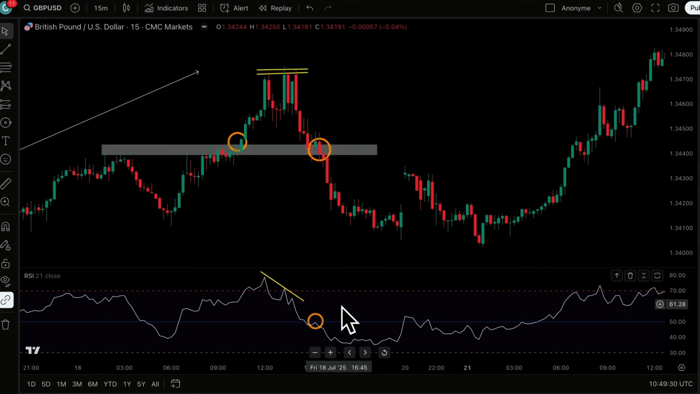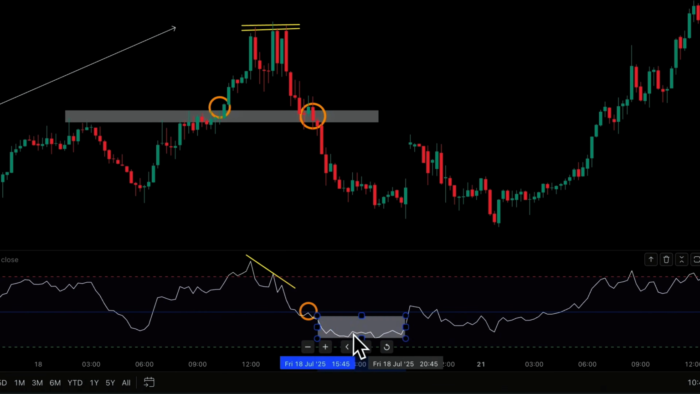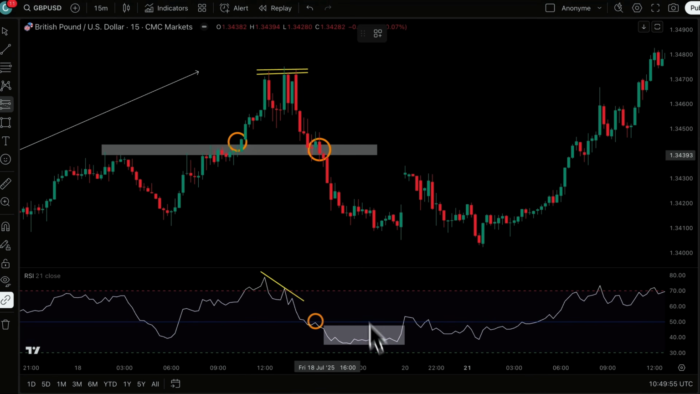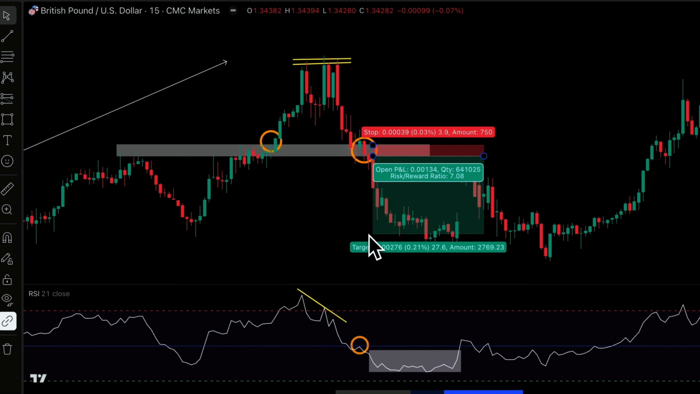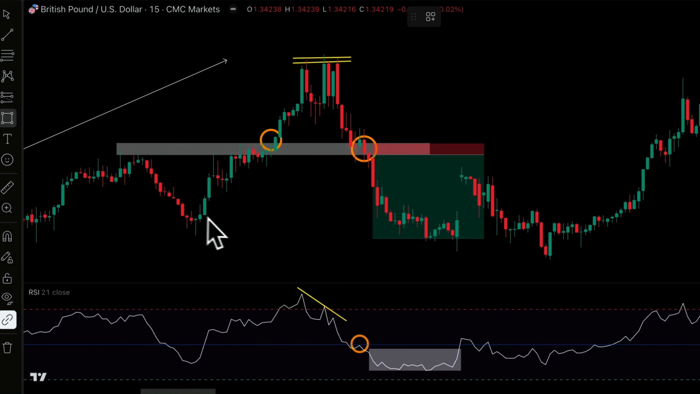And if you listen to what I said at the beginning of the video, you know that when the market breaks below the 50 zone on the RSI, it means it's going to turn bearish, at least for a while. So you have a trade entry here, and for the target, you're aiming for the previous price zone. The target is never set randomly.